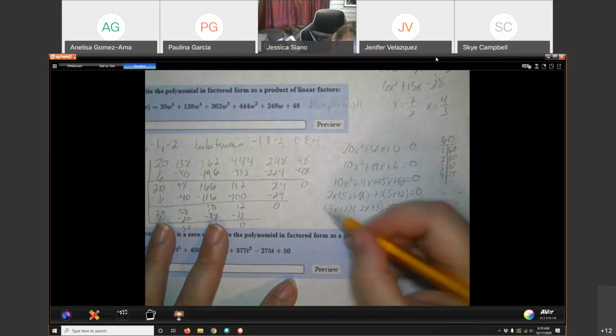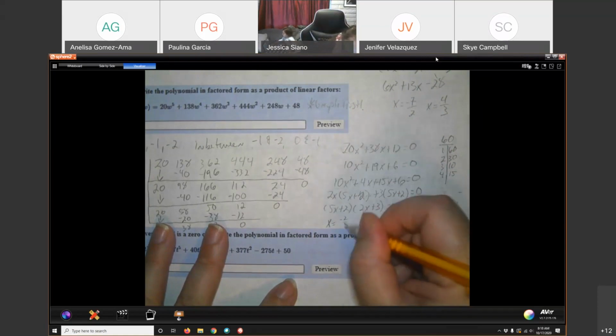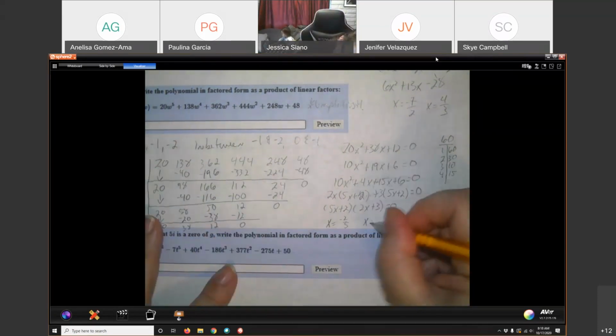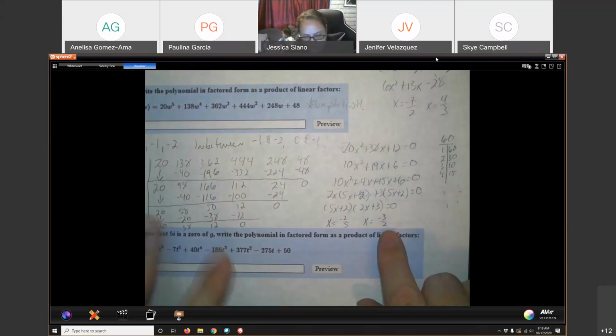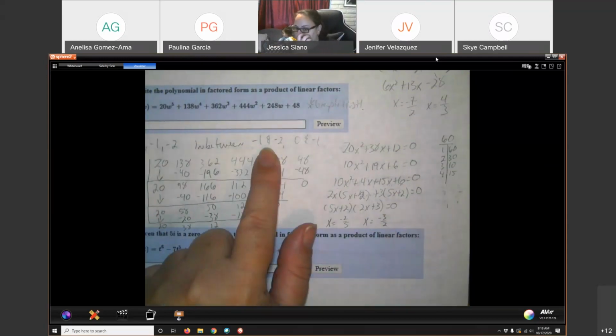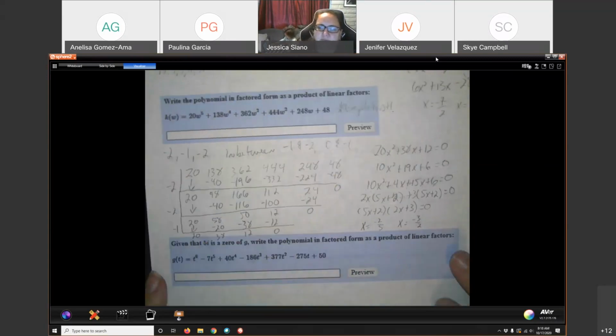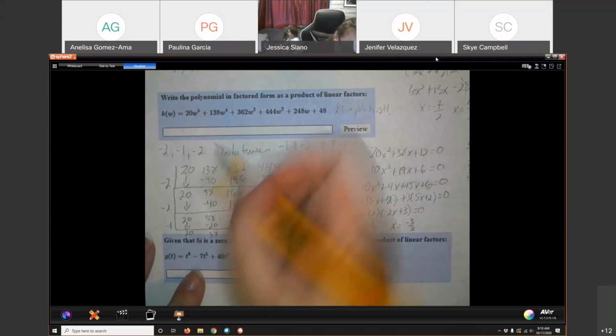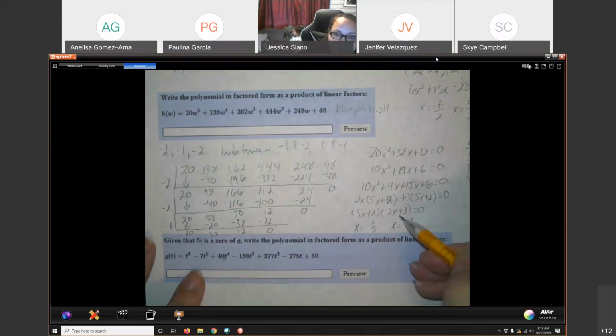So then this would be negative 2/5. And there was my 0 in between 0 and negative 1. And this would be negative 3/2. And there was my 0 in between negative 1 and negative 2. Okay. Oop, they wanted factors. All right. So as factors, this would be these 3 and these 2.